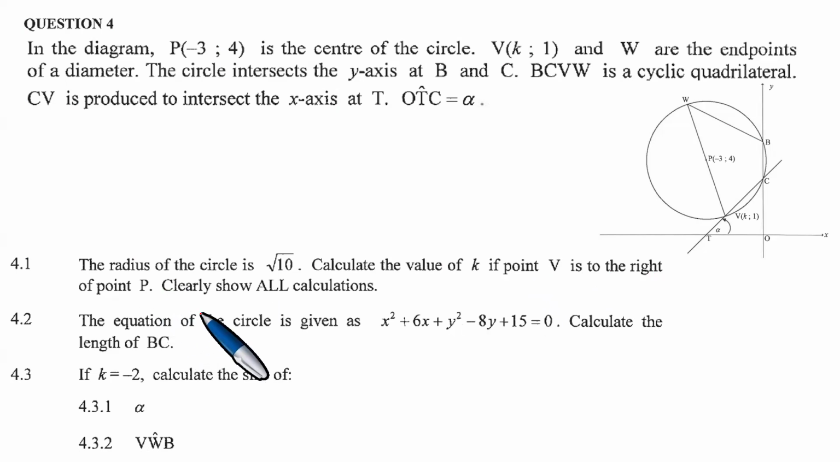Now let's look at this. Calculate the value of K if point V is to the right of point P. Clearly show all calculations. Let us look at these very carefully. What do we need to know, and what are we supposed to do?